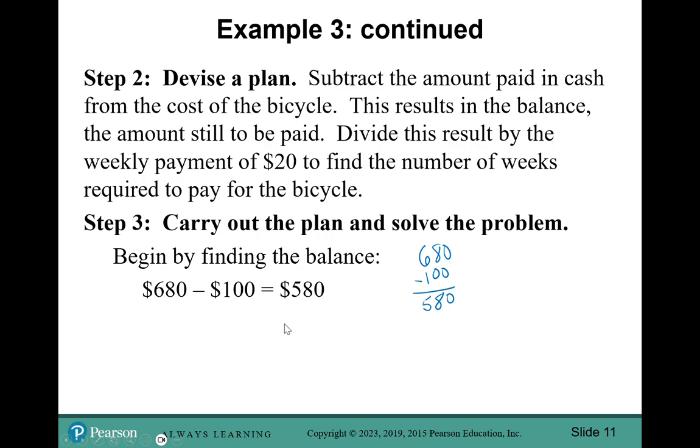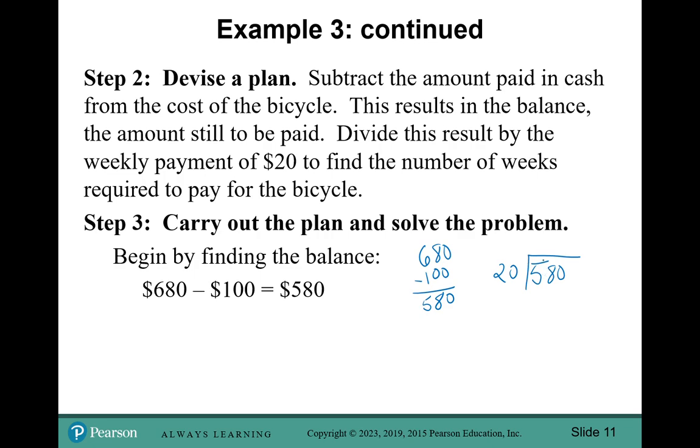Now, with that $580, in order to determine the number of weeks that we're going to pay for it, all we have to do is divide that 580 by 20, because $20 is what we are paying per week. Now, when we do that, you can use a calculator if you like, but try it by hand. Let's get some of this hand practice in here.